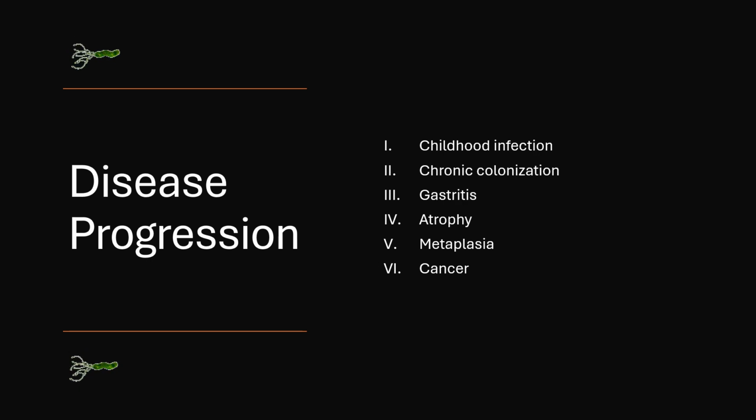Here's a closer look at disease progression. Most infections begin in childhood. From there, H. pylori can persist for years, leading to chronic colonization. This chronic inflammation eventually results in gastritis. Over time, the tissue may undergo atrophy, followed by intestinal metaplasia. And in a small number of cases, this may progress to gastric cancer.